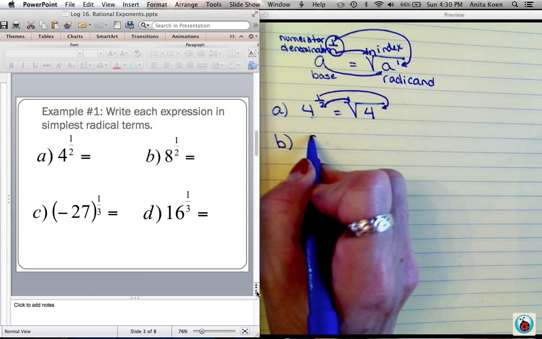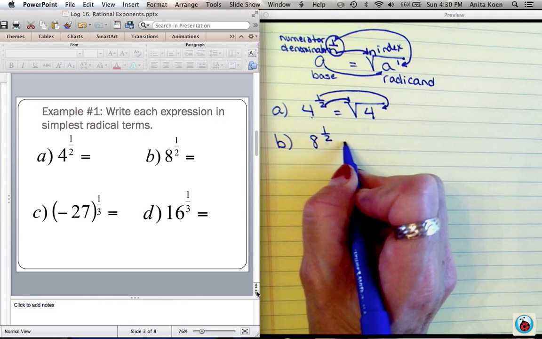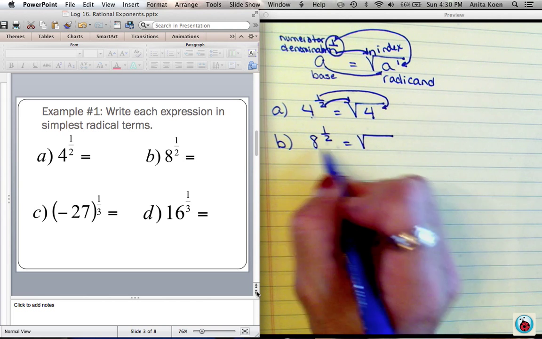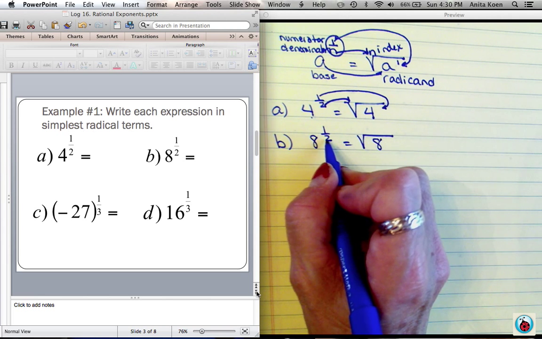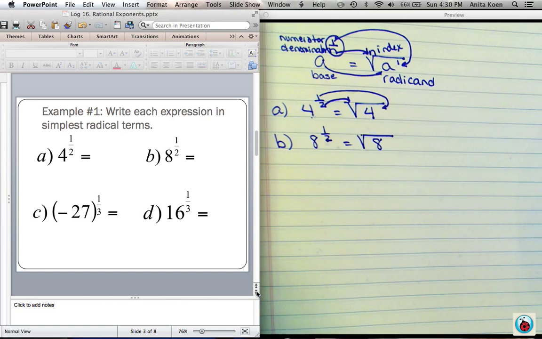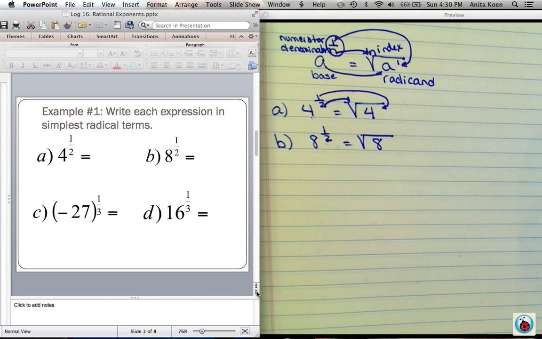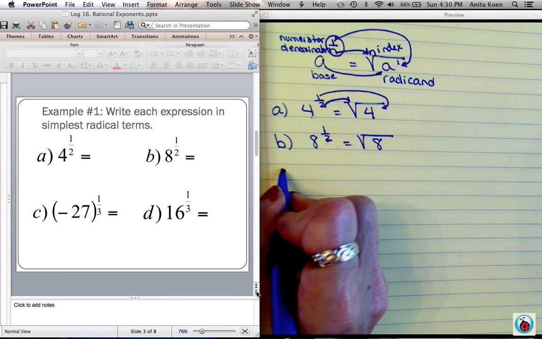Letter B, 8 to the 1/2. I see the fractional exponent, so I think radical. The base becomes the radicand, the denominator becomes the index, and the numerator becomes the exponent. So 8 to the 1/2 is the square root of 8.